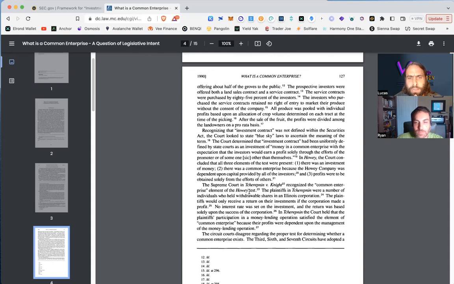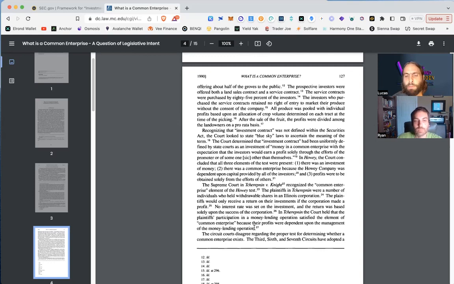The Supreme Court in Terrapin versus Knight recognized the common enterprise element of the Howey Test. The plaintiffs were a number of individuals who held withdrawable shares in an Illinois corporation. The plaintiffs would only receive a return on their investments if the corporation made a profit. No interest rate was set on the investment, and the return was based solely upon the success of the corporation. In Cherepnin, the court held that the plaintiff's participation in a money lending operation satisfied the element of common enterprise because their profits were dependent upon the management of the money lending operation.